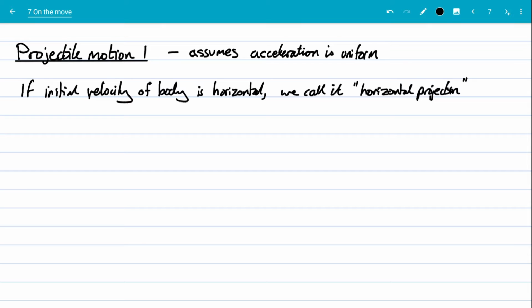And what about vertical? Vertical, we call it vertical projection. And what about diagonal? So that's some combination of both. Diagonal, that's probably spelt right. Then we'll have what's called a diagonal projection. They're a little bit more complicated.